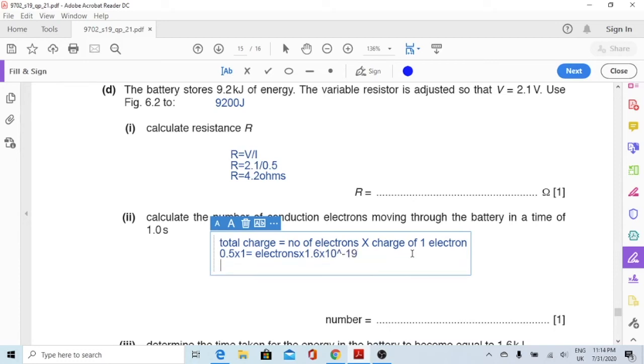So the number of electrons is 3.1 into 10 to the power 18. This many electrons we have over here.